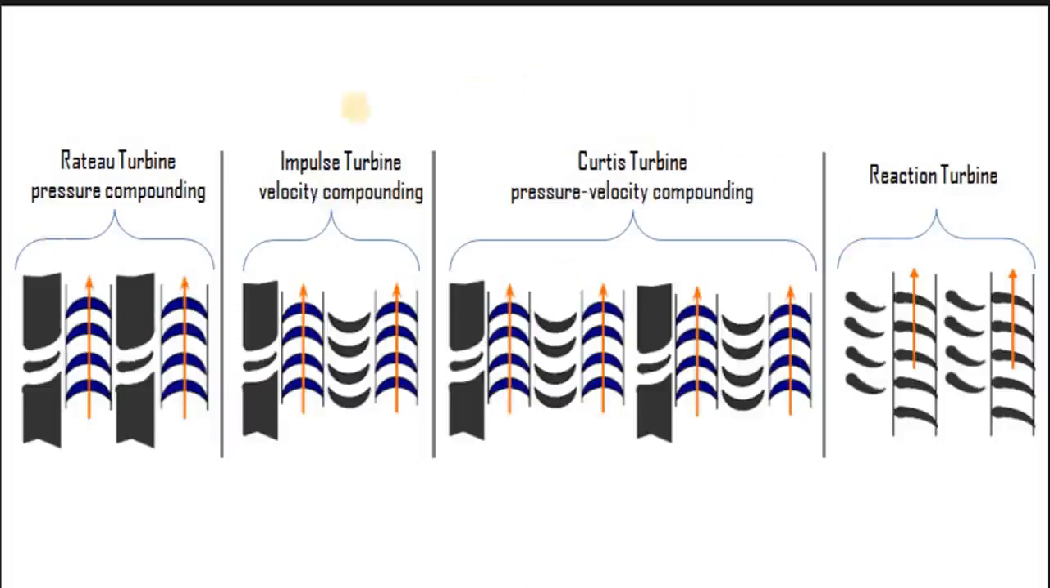So these were the three different ways of using compounding in case of impulse turbine. For reaction turbine, it is only just one way of compounding, and that is fixed blades, moving blades, fixed blades, and moving blades. So these are the different types of compoundings which are used in case of steam turbines. These three are for impulse type, and this one is for reaction turbine.